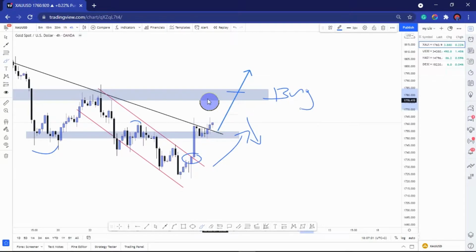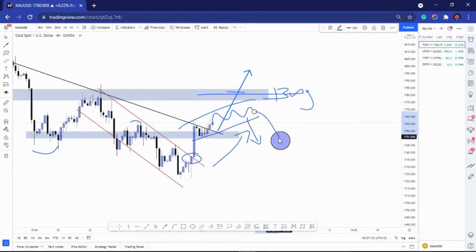But as long as the market is below that area, and if it shows us some signs of slowing down, then we're going to take advantage of a breakout of the structure that's going to happen here, and then we're going to take selling opportunities.